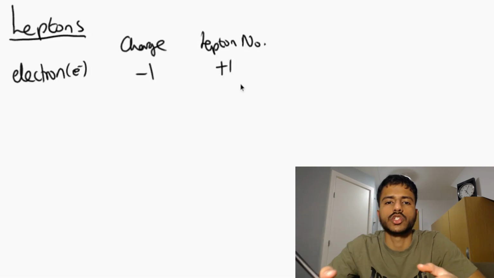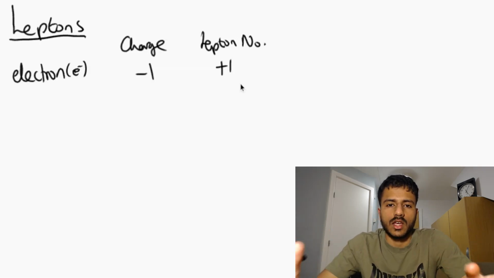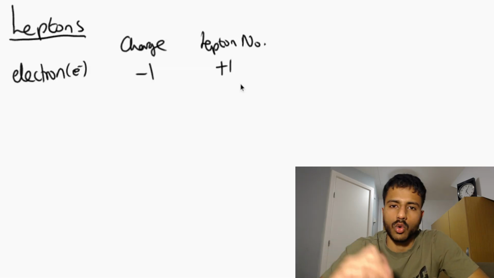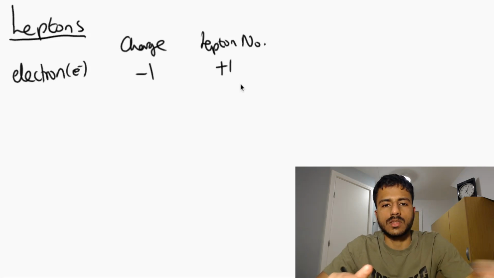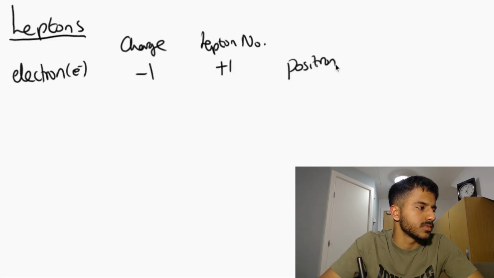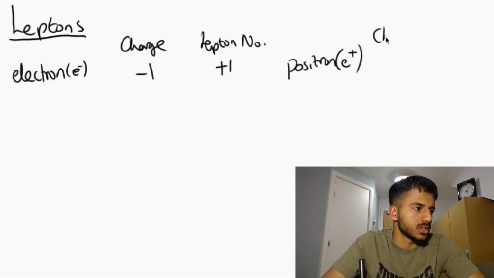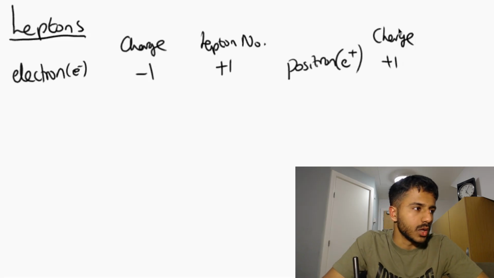Now, previously we were introduced to the concept of antimatter. And remember that antimatter is the complete opposite of regular matter. It will have the same exact mass, but the charge and all the other properties will be completely opposite. So, the antimatter of the electron is something called the positron. And this is denoted by E plus because it has a charge of +1. And because it's antimatter, it will have exactly the opposite of what an electron does, it will have a lepton number of -1.